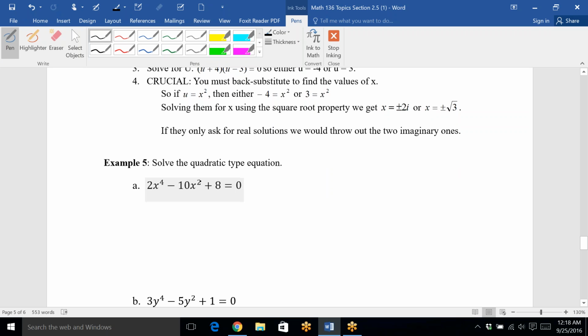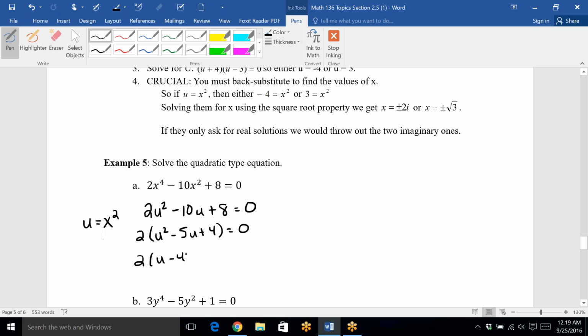In u substitution, usually in these quadratics we let the middle variable be our u, so we will define u as x squared. Then x to the fourth would be u times another u, so that'd be u squared minus 10u plus 8 equals 0. We can pull out a 2, so we get u squared minus 5u plus 4 equals 0. This factors into u minus 4 and u minus 1. Solve each part.